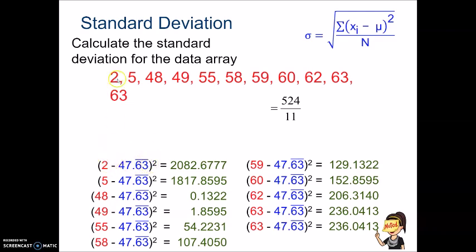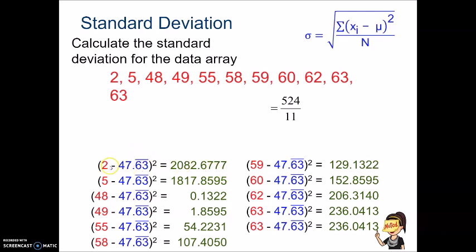So now we have to go through every single value in our data set and subtract the mean. So we start with the number 2. 2 minus 47.63, and then square it, is 2082.6777. Now, if you would prefer to just subtract the mean and write that value, then square it, that's fine. It chunks it a little bit more, might make a little more sense.